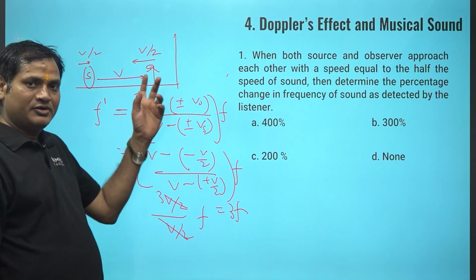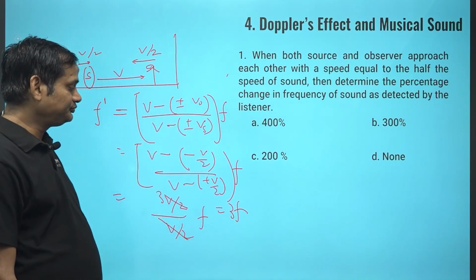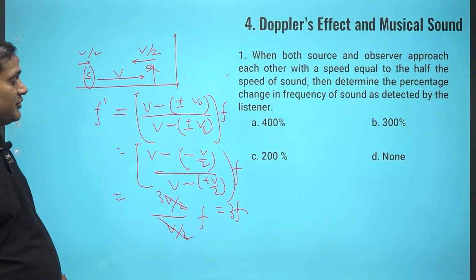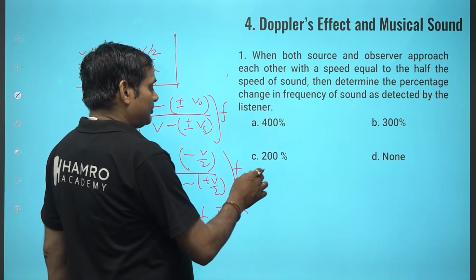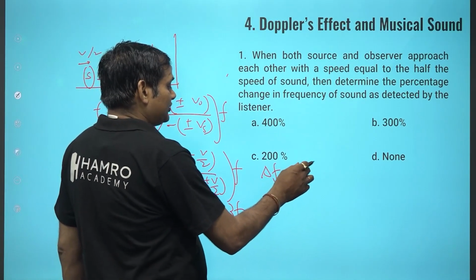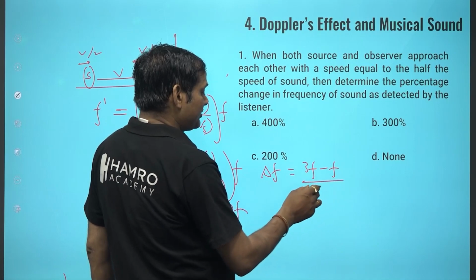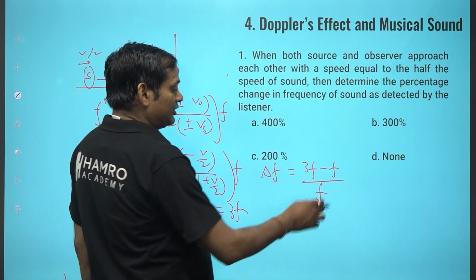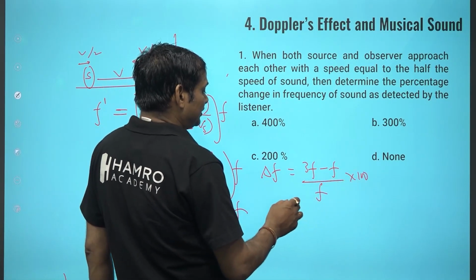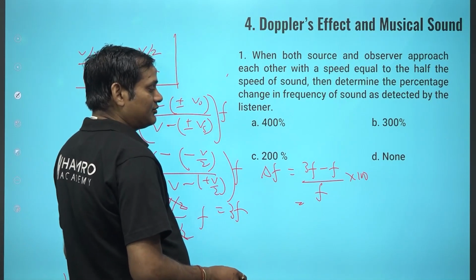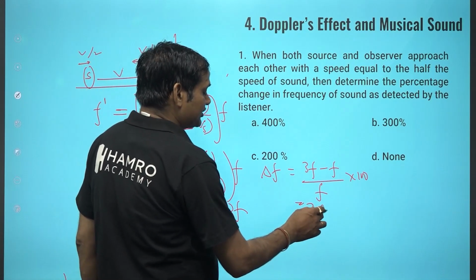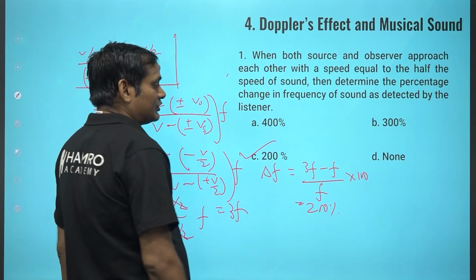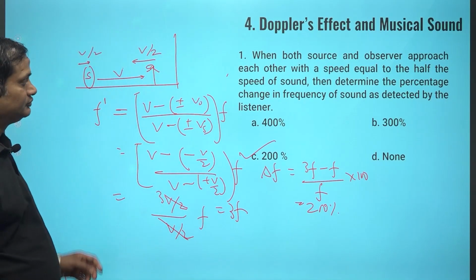This is the frequency heard here. Now the percentage change in frequency is 3f minus f divided by the initial frequency f, into 100. This becomes 2f by f, and we get the answer 200%. This is the answer.